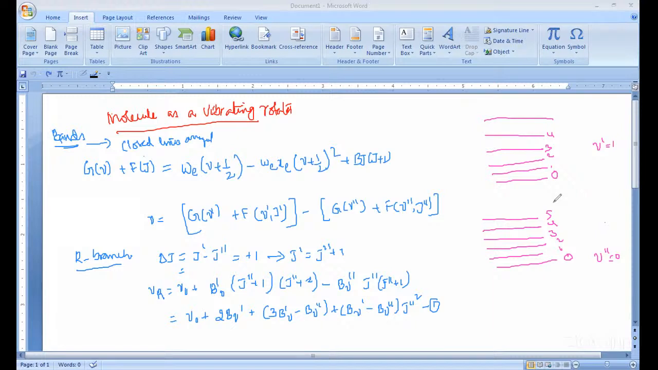And again, the transitions take place according to the selection rule. If you take the transition, for example, 0 to 1.